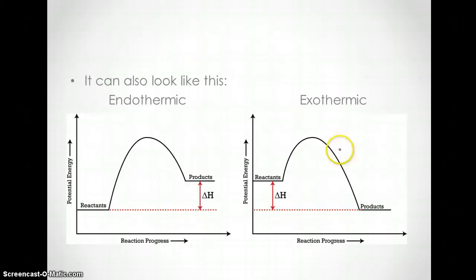Now, you could also see enthalpy diagrams that look like this. Reactants down here, products over here. So that would be our delta H. Here, our reactants start high, products end low. So this would be our delta H, meaning the heat is released. So you can find the delta H by looking at the difference between products and the reactants and know if it's endothermic or exothermic.